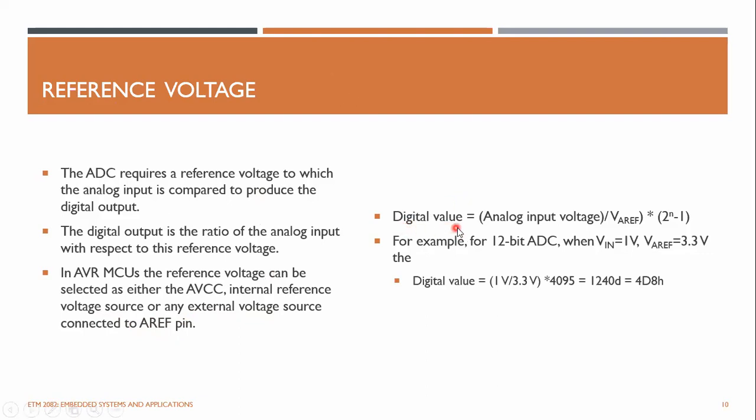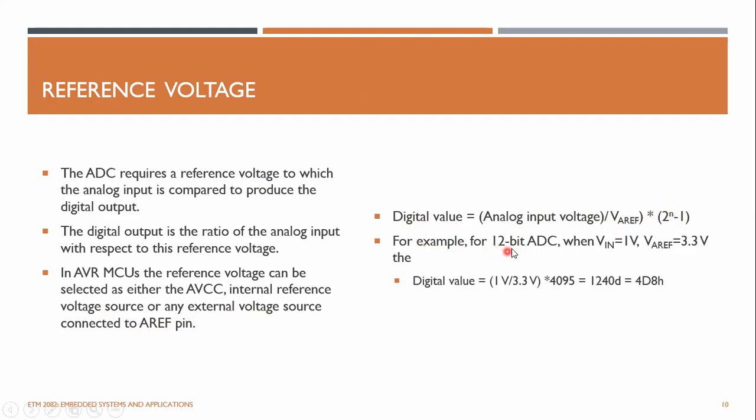Now this is an example. The digital value can be calculated using analog input voltage divided by analog reference voltage, times 2 to the power n minus 1. Here the n is the ADC resolution. I will explain what resolution is.